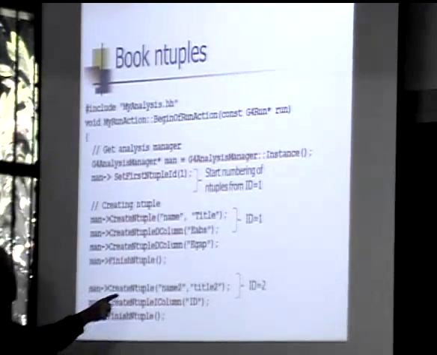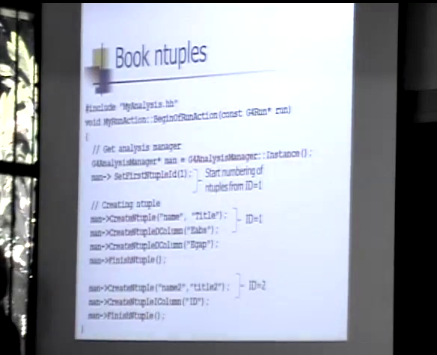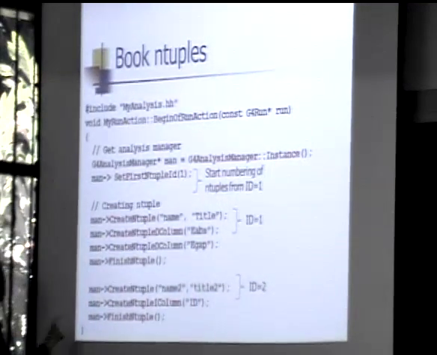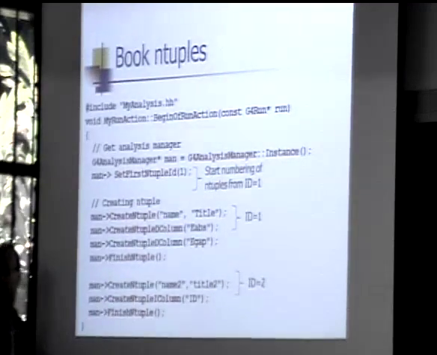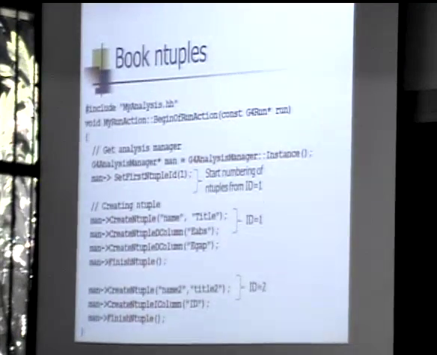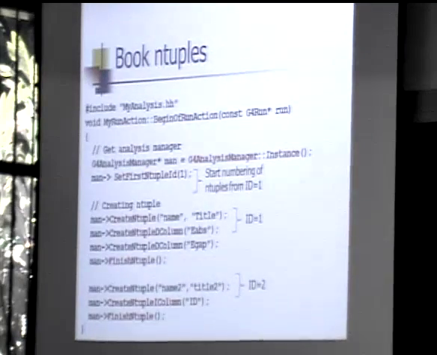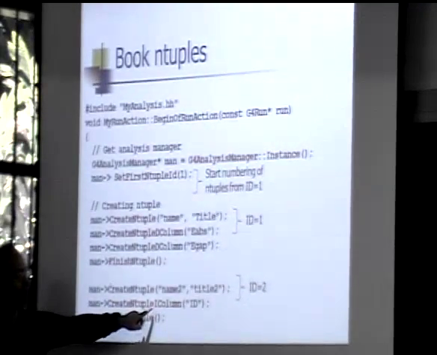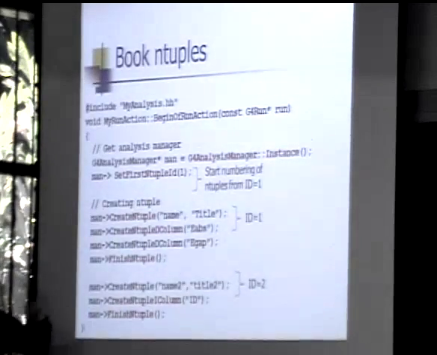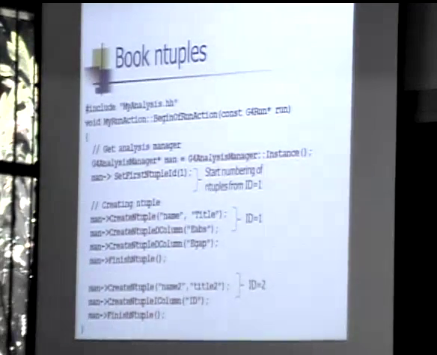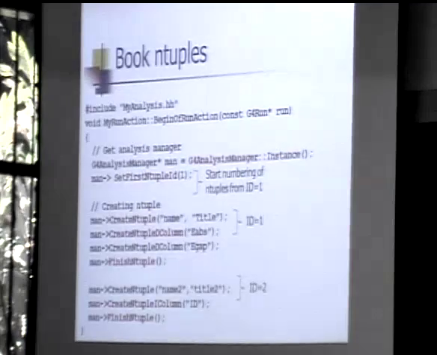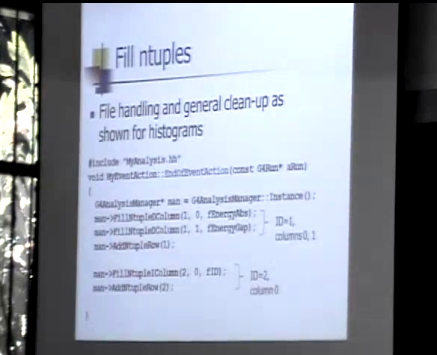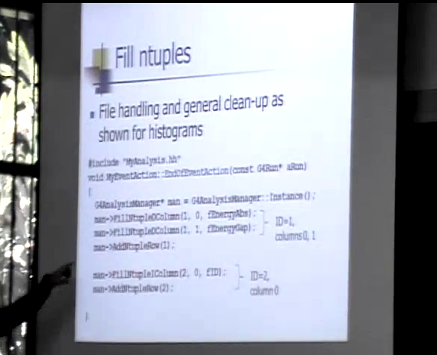Then I want to create another n-tuple which has a different name and a different title, and that will be number 2. And then I want only one column, which is integer type. So you can create columns either decimal or integer by choosing the letter here. It's I, which is integer, or D, which is double. So you can change the variable type by this. And again, you fill it the very same way as before.